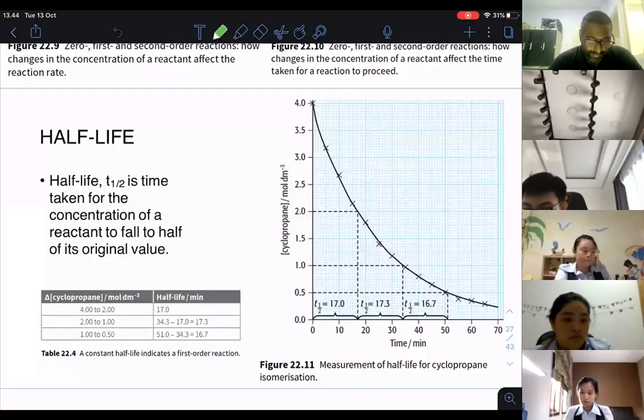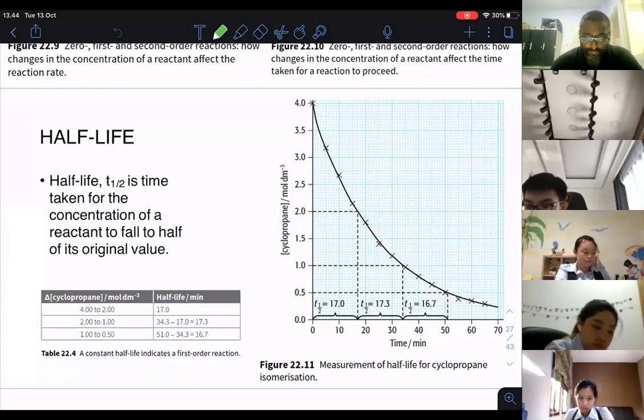What is half-life? Half-life is the time taken for the concentration of the reactant to fall to half of its original value. You can measure the half-life especially when you have the concentration against time. That is actually a very good graph, so that you can calculate the half-life.